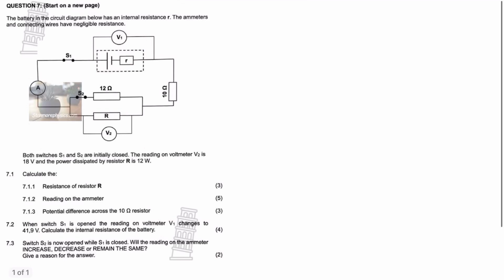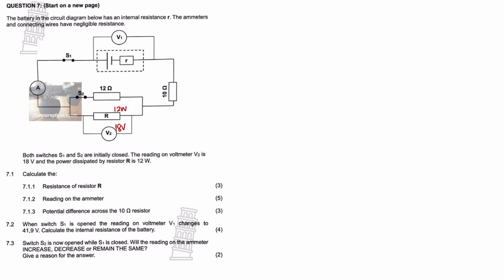Let's take a look at this electricity question, question number 7 from this November paper. The battery in the circuit diagram below has an internal resistance R. The ammeters and connecting wires have negligible resistance. Both switches S1 and S2 are closed. The reading on the voltmeter V2 is 18 volts, and the power dissipated by R is 12 watts.